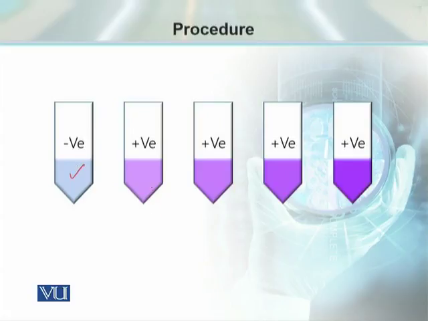And if we look at the intensities of all these tubes, the gradually increasing intensities of the color mean the concentration of protein is gradually increasing. So this color change is an indication of presence of protein in the given sample.